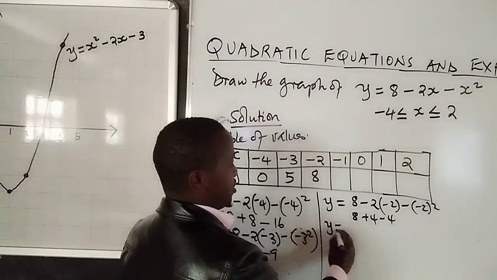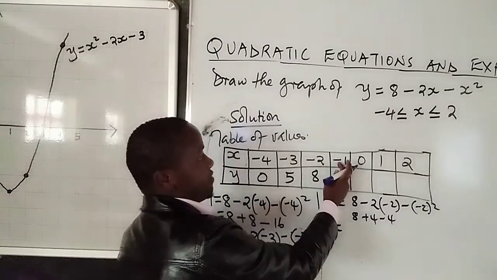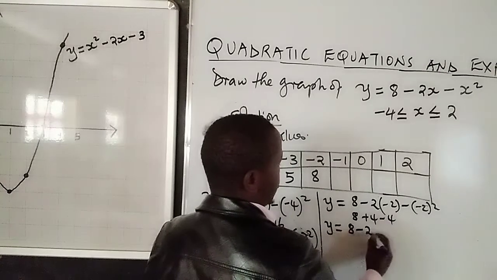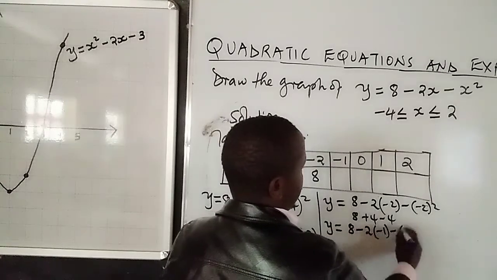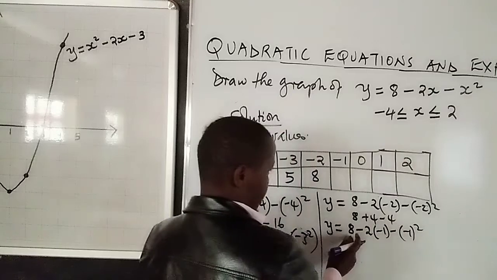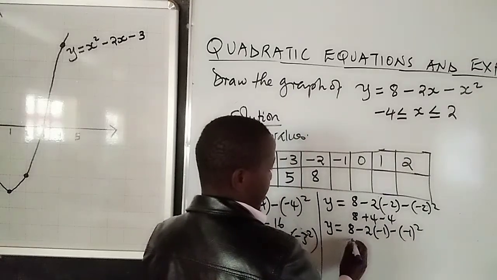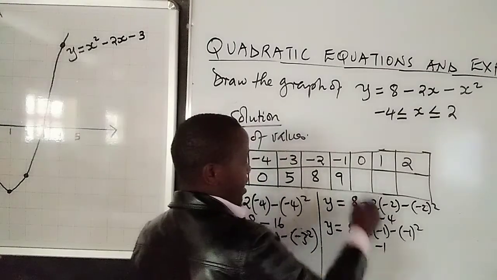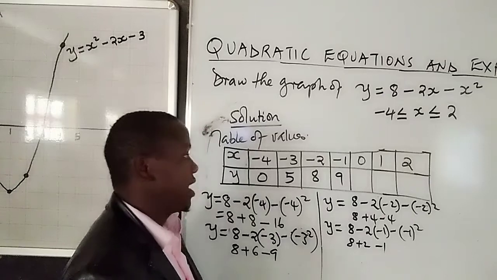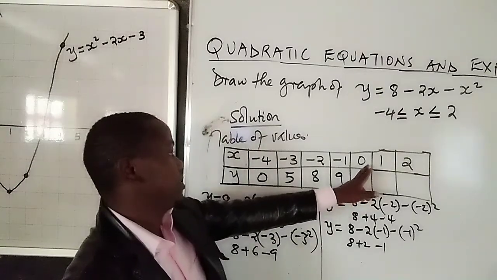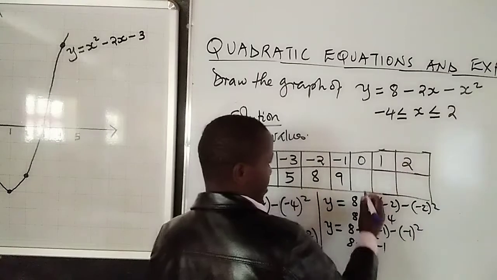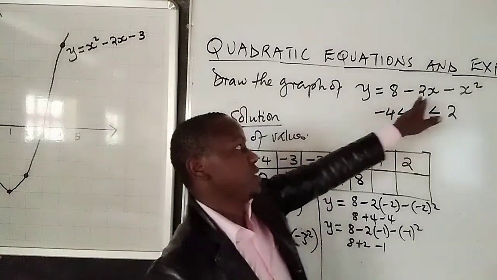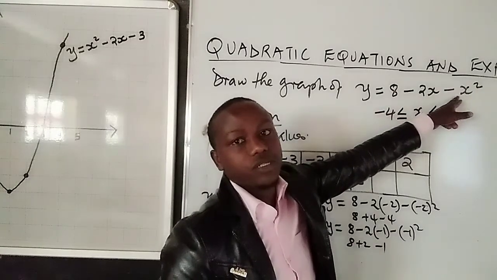Then another point is when x is negative 1. Therefore, we fill negative 1 wherever we have x. So 8 minus 2 into negative 1 minus negative 1 squared. Therefore, this shall be 8 plus 2, which is 10, minus 1. We get 9. Then, when x is 0, we remain with 8 because everything else becomes a 0 in this function.